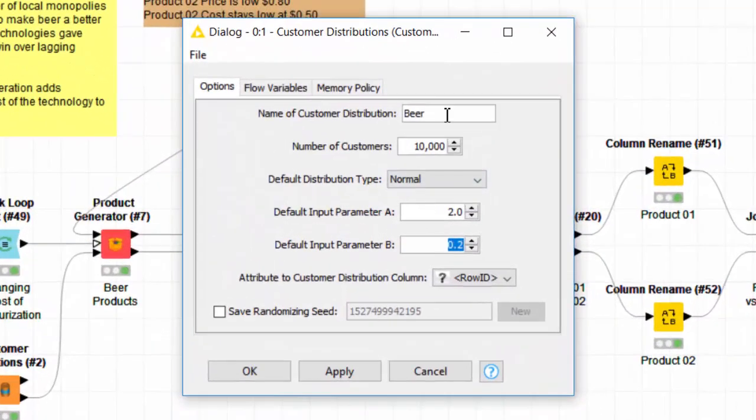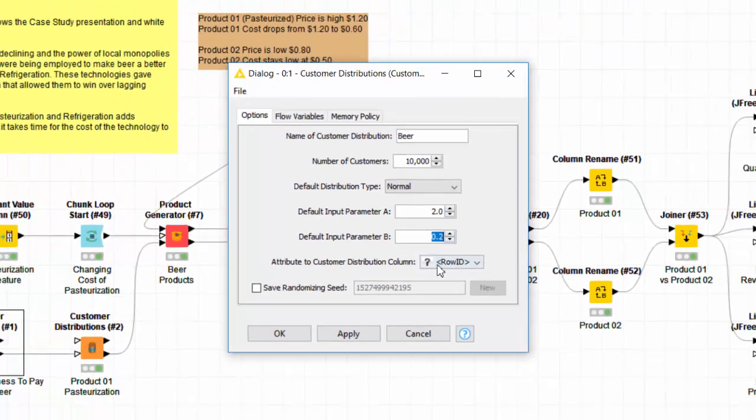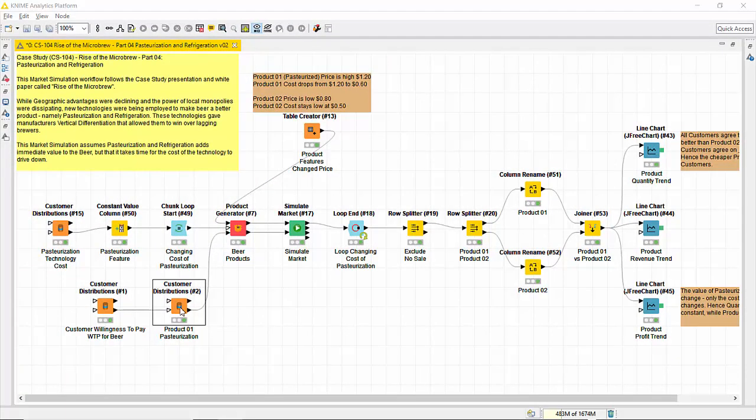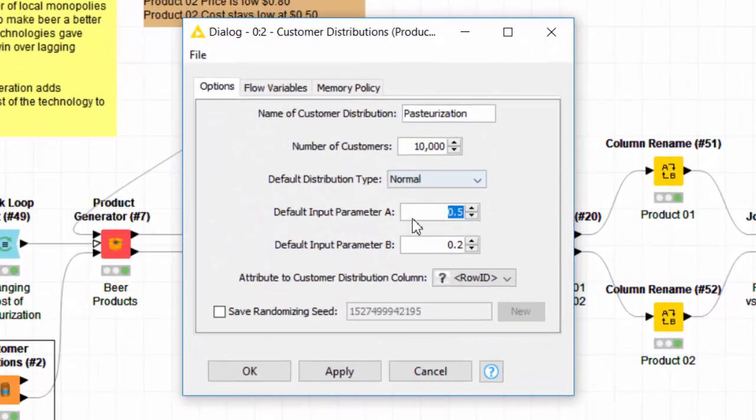So starting as before, we have beer, where there are 10,000 customers in the market. This is a random normal distribution with a mean willingness to pay of $2 and a standard deviation of 0.2, exactly as before. Pasteurization adds another dimension here. We also say it's normally distributed, so some customers will really appreciate the extra value that pasteurization provides, but there's going to be a range. We've got a standard deviation of 0.2 here, so some customers are going to really like this. Other customers are going to be very indifferent, and they're not going to see any advantage in having pasteurized beer at all.